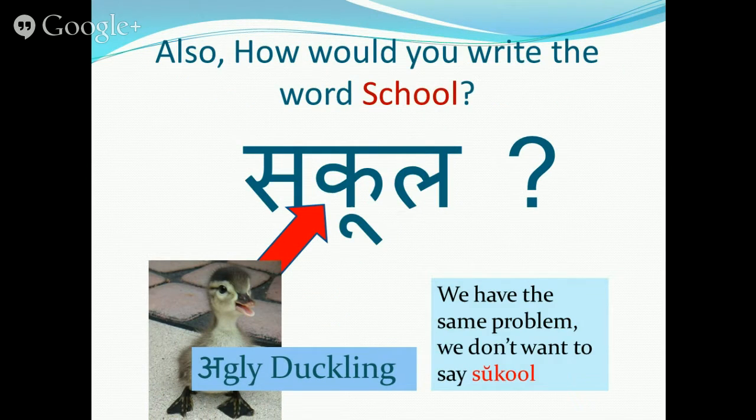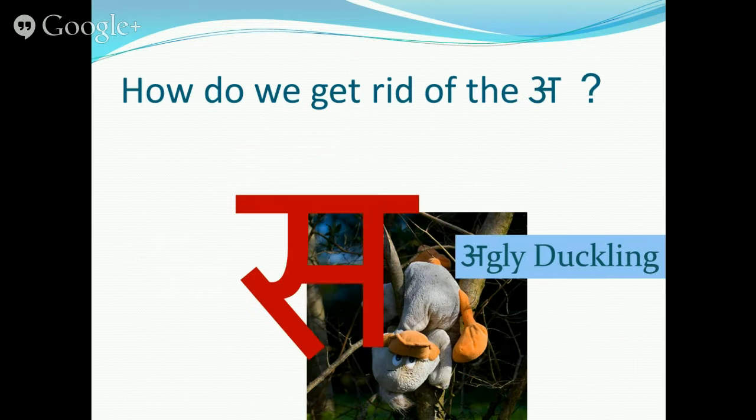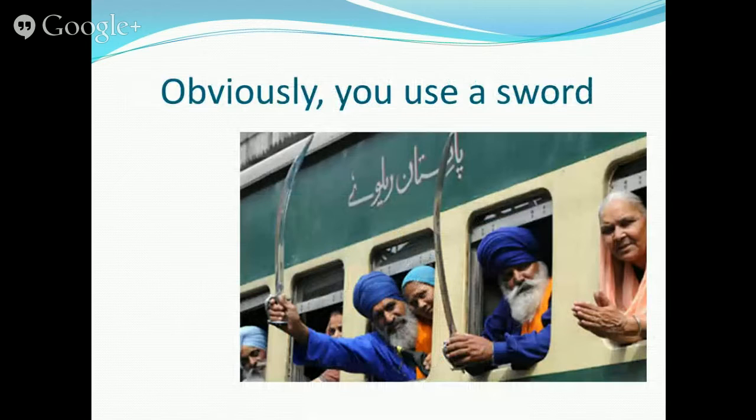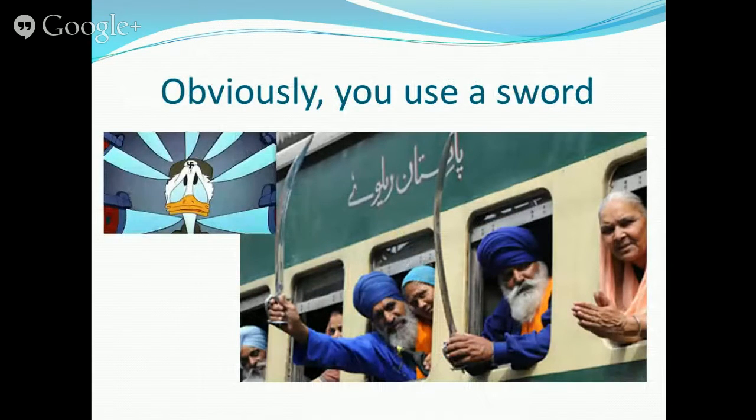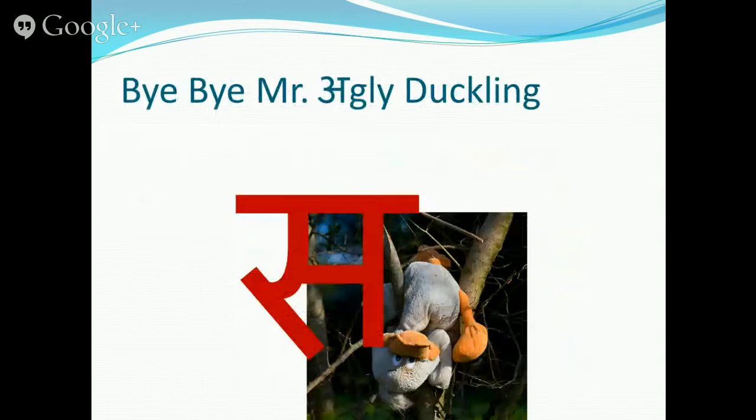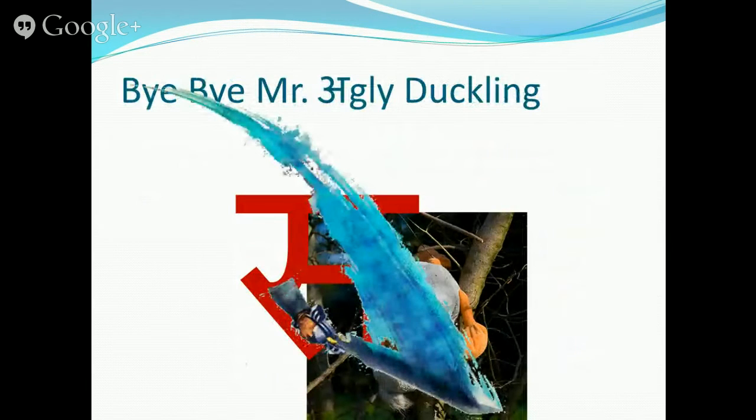Interesting. And how would you say the English word school? Another interesting question. Because if we wrote it like this, Mr. Ugly Duckling is in between S and Ku, and so we would have to pronounce this Sakul, which is not the same as school. We want to get rid of the a. How do we do that? Well, obviously, we use a sword. Well, yes, the sword. So we're going to get rid of him with the sword.